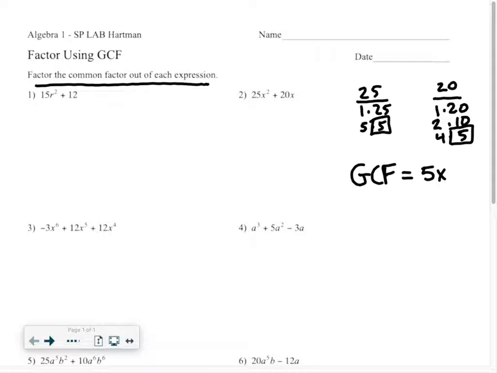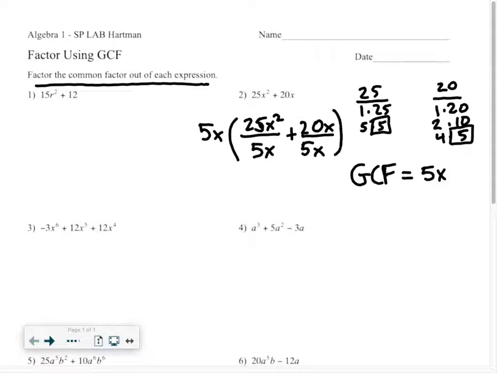So what this looks like is kind of undoing the distributive property. We've got 5x outside of our parentheses. That is just the GCF, what we're factoring out. Inside our parentheses, we take what we had, 25x squared, and divide it by 5x, and we take 20x and divide it by 5x. That'll be what we have left inside of our parentheses.